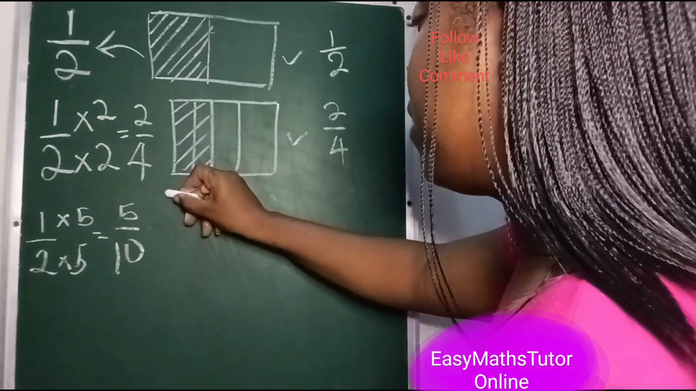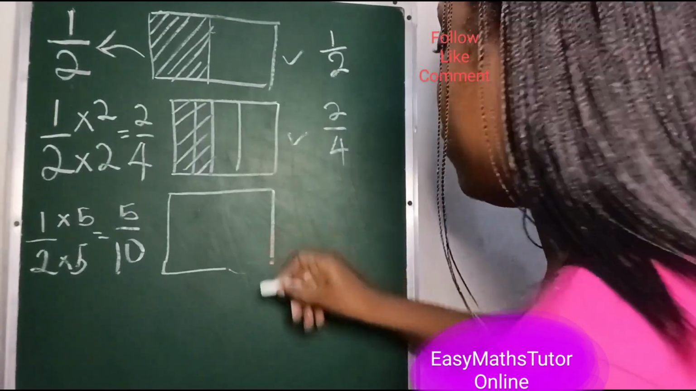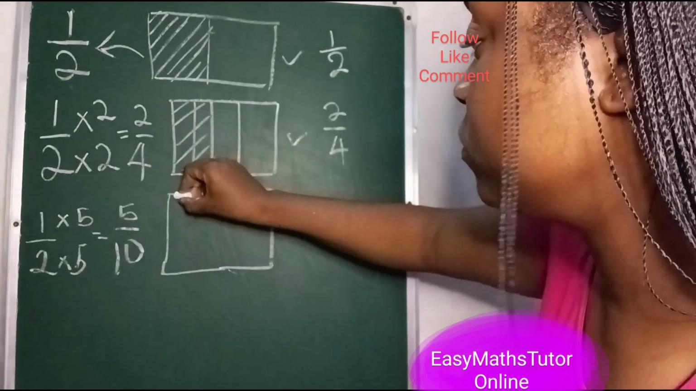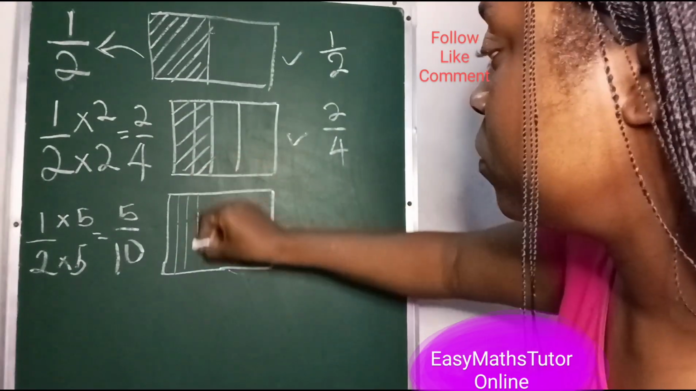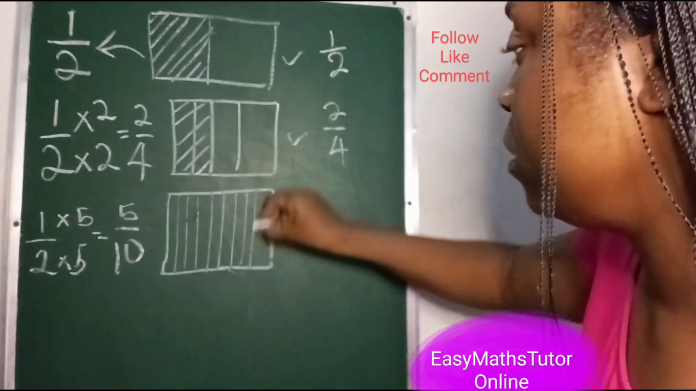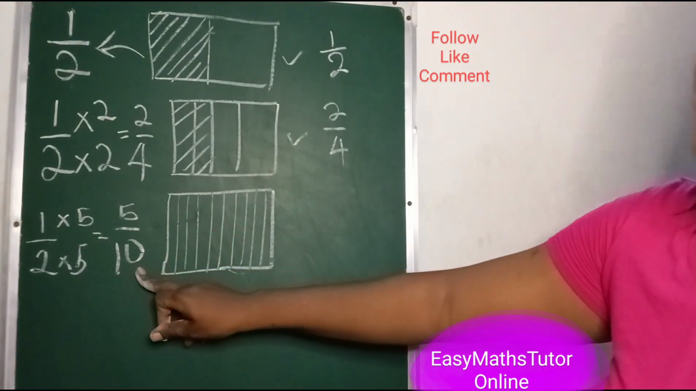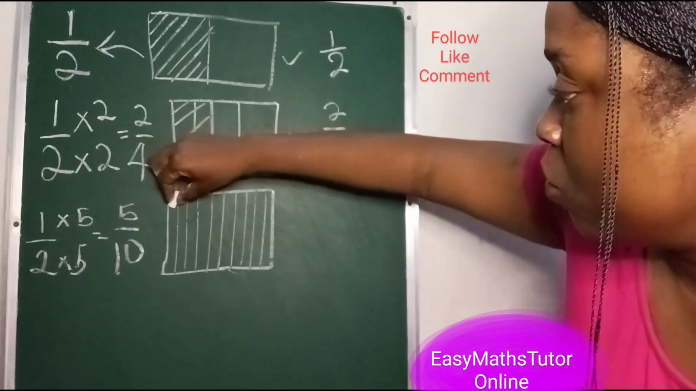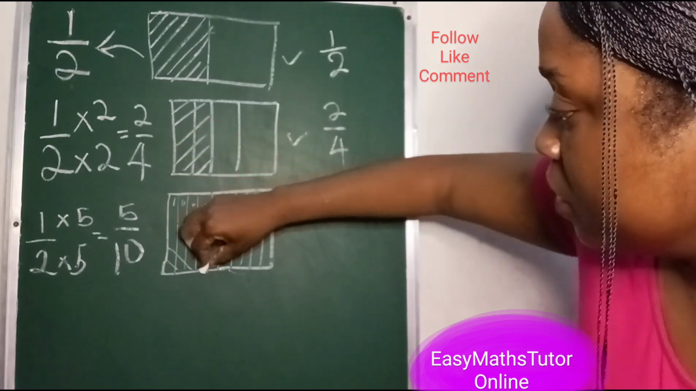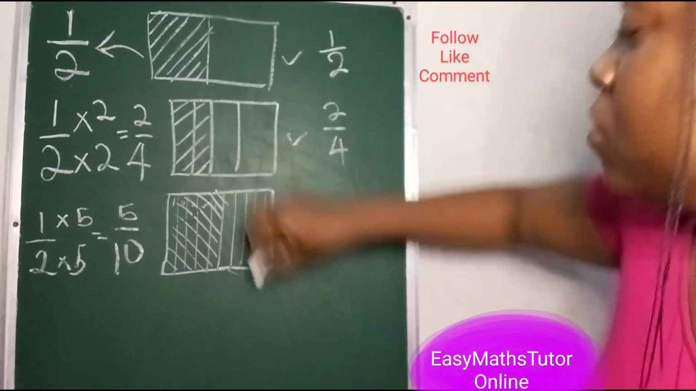So now let's represent it in the same square to see whether it is equal to this fraction. So we'll divide this into 10 places. 1, 2, 3, 4, 5. So if we pick out 5 places in 10, that is 1, 2, 3, 4, 5, and shade it off. Yes, that is it.